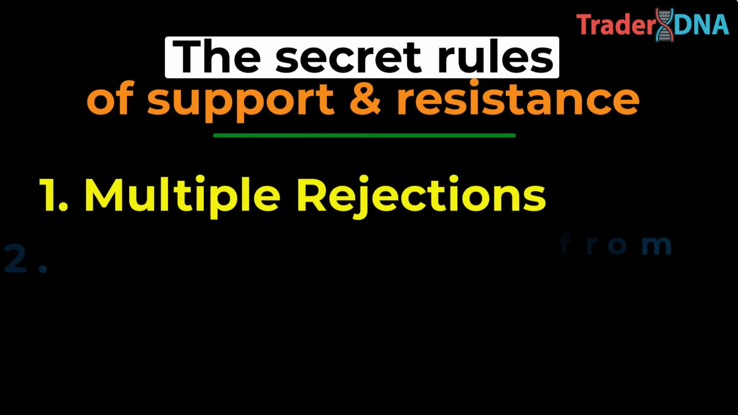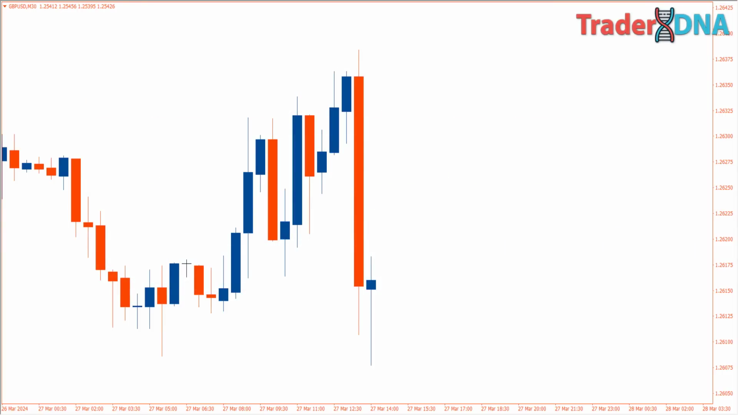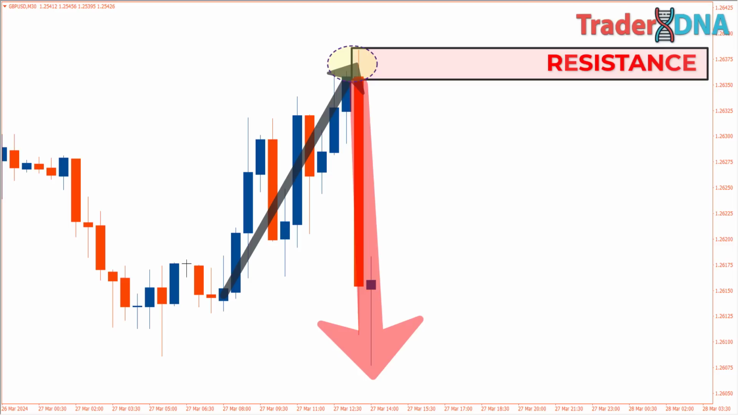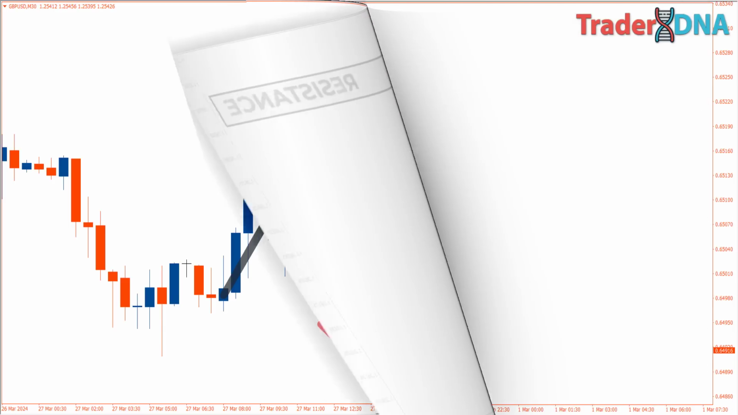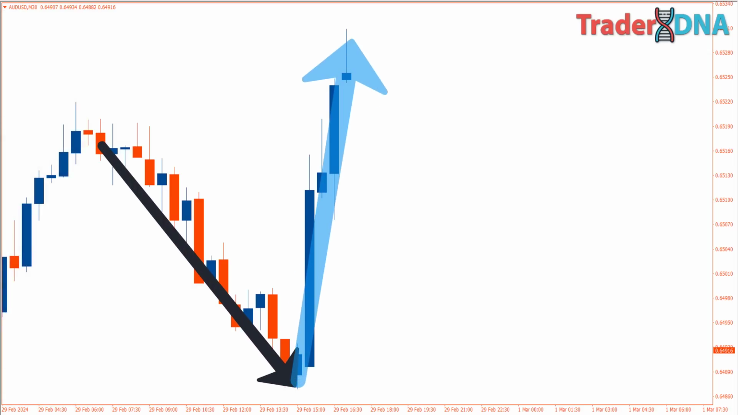The price needs to move away from the swing low or swing high. In this example, although there aren't multiple rejections yet, you can observe that the price originated from a swing high and moved significantly away from it before reversing. Hence, you can draw a resistance level here. Here's another example. Prices are gradually declining, but then quickly spike upward. In such cases, you can draw support levels at these swing lows.